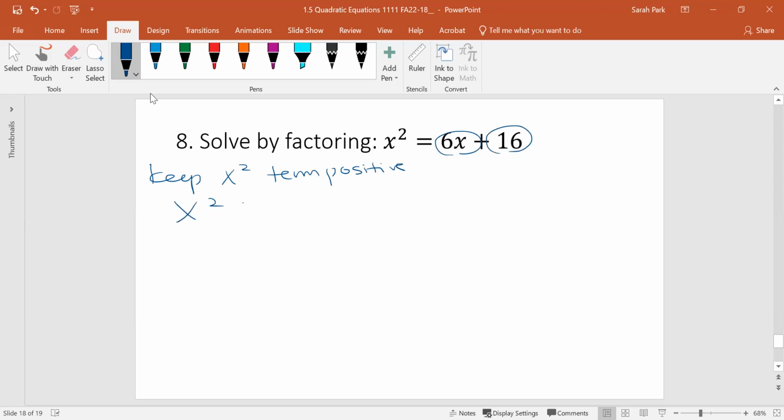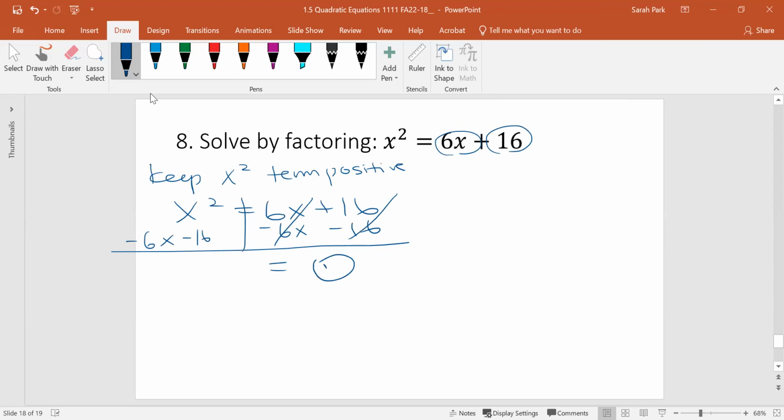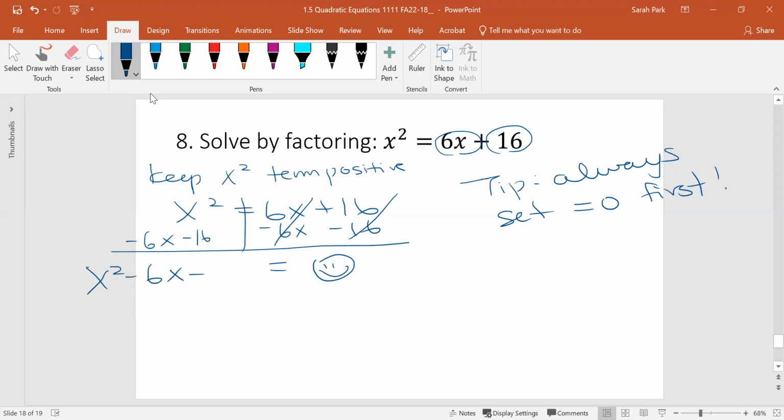So x squared equals 6x plus 16. We're going to subtract 6x and 16 from both sides of the equation. So the right-hand side, we get 0. Always look for that smiley face before you factor. So that's the tip: always set the equation equal to 0 first. And then we have x squared minus 6x minus 16.